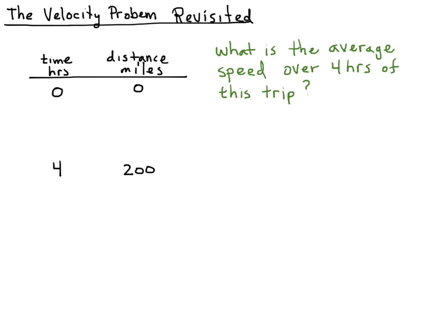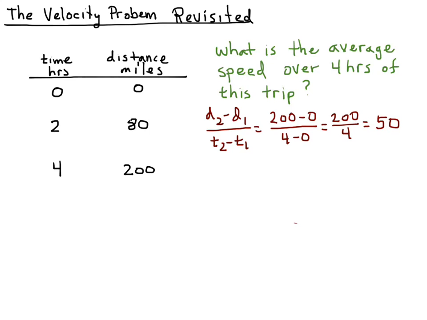Now I'm going to go for 4 hours, and I'm going to find that I've traveled 200 miles. So what's the average speed over this trip? You can do this in many different formats. In almost a middle school format, you say 200 divided by 4, and you get 50 miles an hour. With what we have defined as the rate of change, we take d2 minus d1 over t2 minus t1, and so we get 200 over 4 equals 50 miles per hour. Okay, so that's your average trip speed.